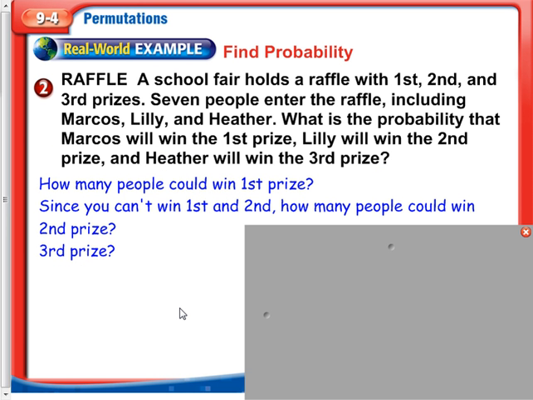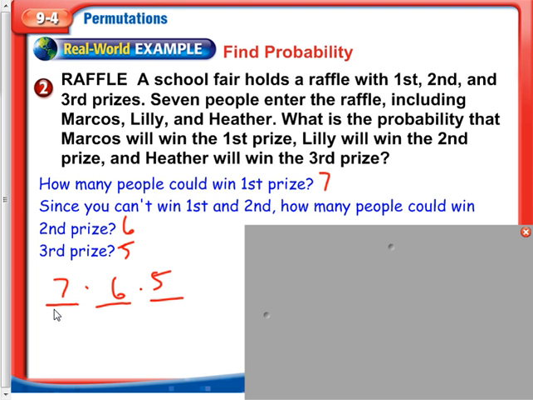All right, so a raffle. A school fair holds a raffle with first, second, and third prizes. 7 people enter the raffle, including Marcos, Lily, and Heather. What is the probability that Marcos will win the first prize, Lily will win the second prize, and Heather will win the third prize? How many people could win the first prize? There are 7 people that could win the first prize. There are 6 people that could win the second prize, and there are 5 people that could win the third.